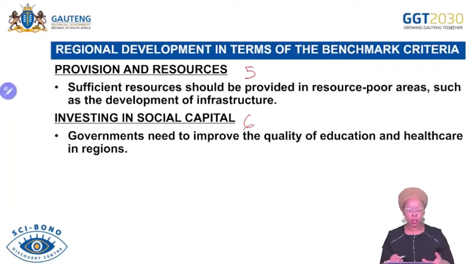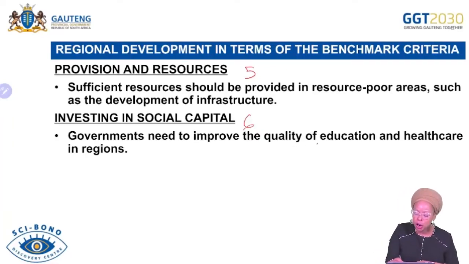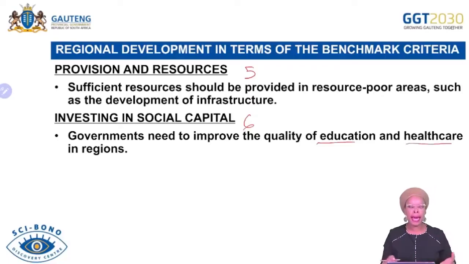When we're talking about social capital, we're talking about issues of education, issues of health. If we have a labor force which is not educated, which is not skilled, our economy won't grow. Remember that uneducated and unskilled workers, they are less productive as compared to educated and skilled workers. So to ensure that in the regions productivity takes place, the government should ensure that there is access to education and to skills.